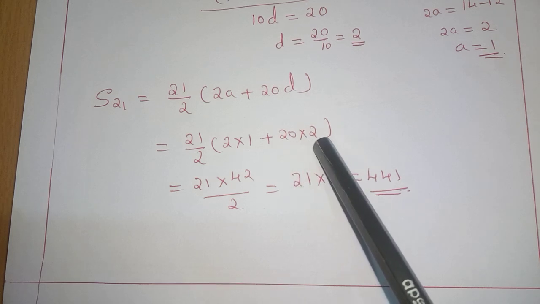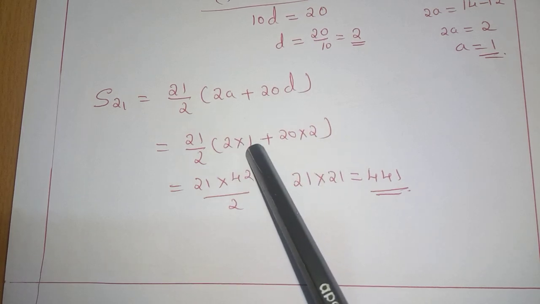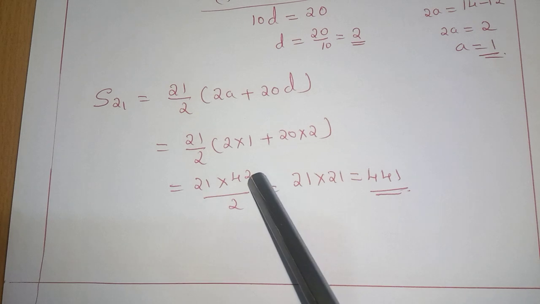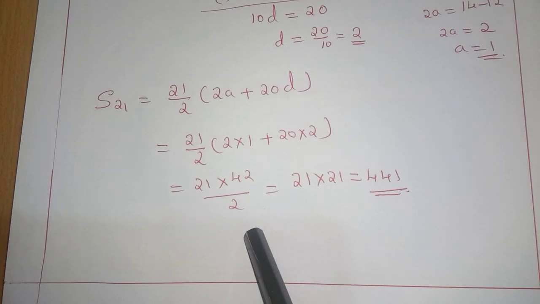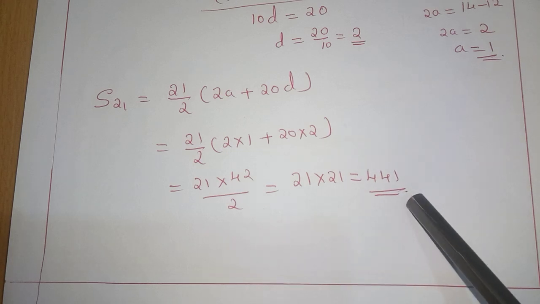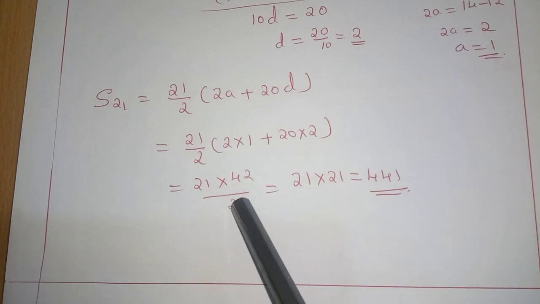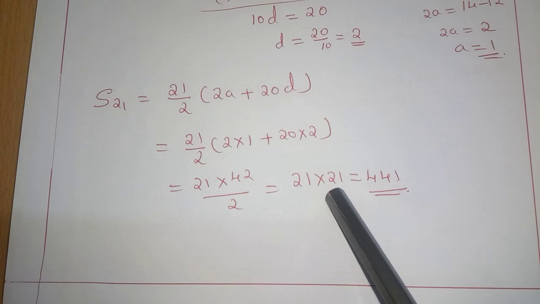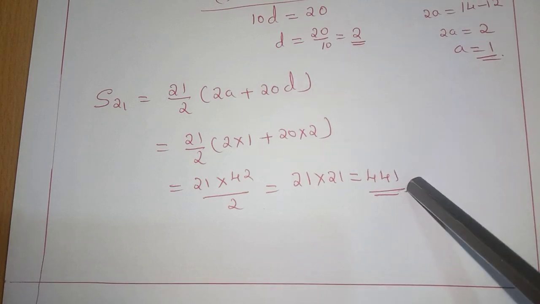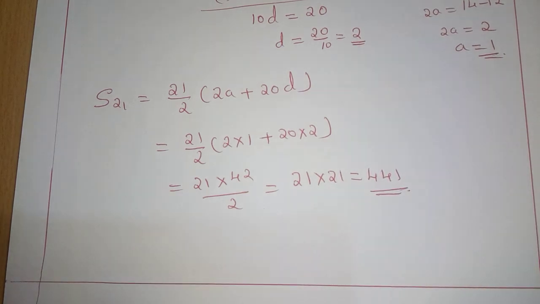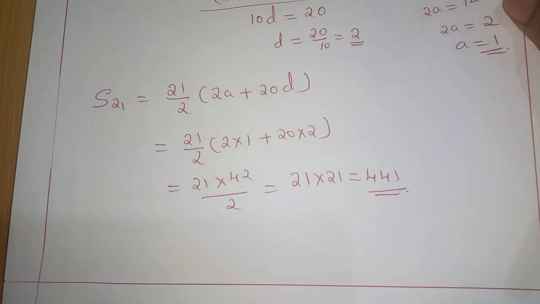20 2s are 40, 2 1s are 2, 40 plus 2, 42. 21 into 42 divided by 2. Simplify. 2 1s are 2, 21s are 21, into 21, 441. Sum of 21 terms is 441.